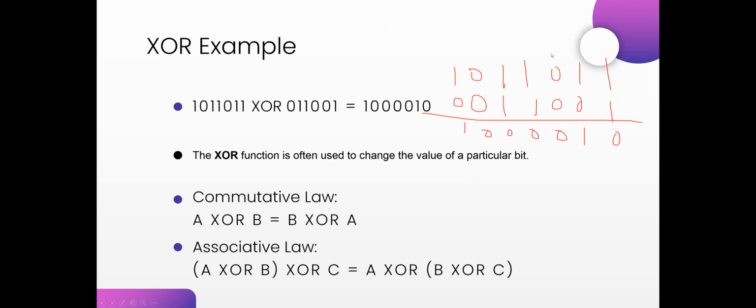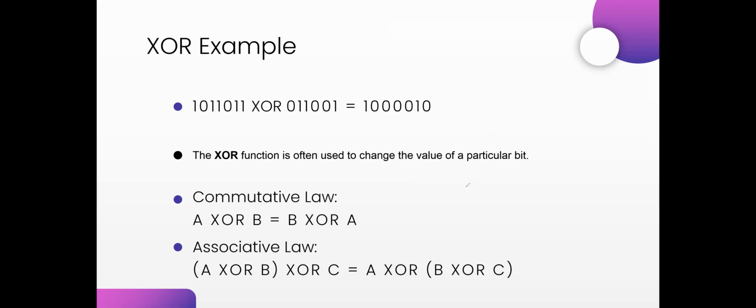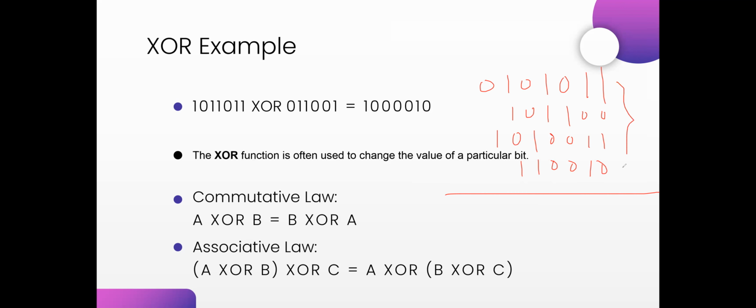Okay, so let me ask you one question. If I have a lot of numbers, let's say 0, 1, 0, 1, 0, 1, 1. This is the first one, and 1, 0, 1, 1, 0, 0, and 1, 0, 0, 1, 1, and 1, 0, 0, 0, 1, 1. If I have a lot of numbers, and I do the XOR for all of them, when will this number be 1?